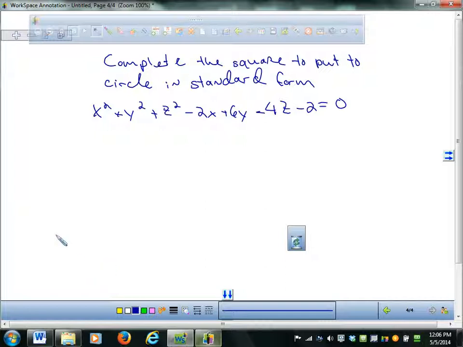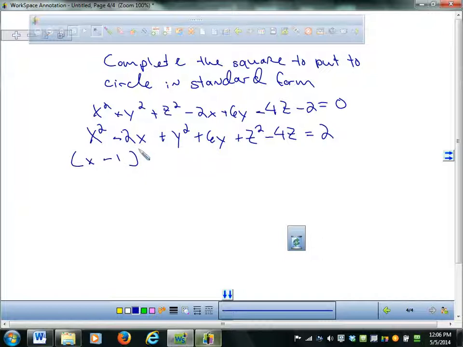Get all your x, y, and z's together. Gather up your x terms, okay? X squared minus 2x, right? Get your y squared with your plus 6y. Get your z squared with your minus 4z. And then bring the 2 over onto that side. And then just complete the square like we've been doing for all your other stuff.